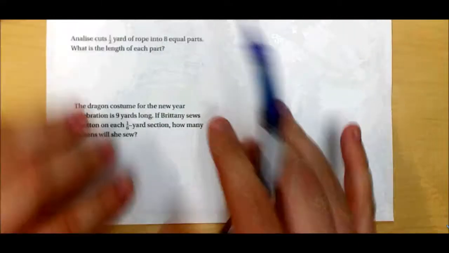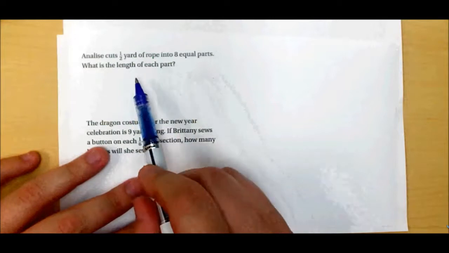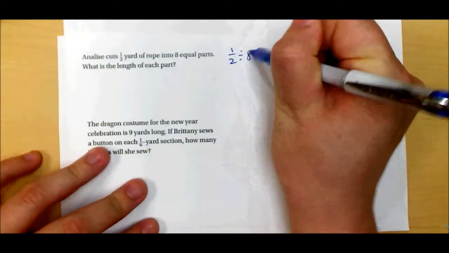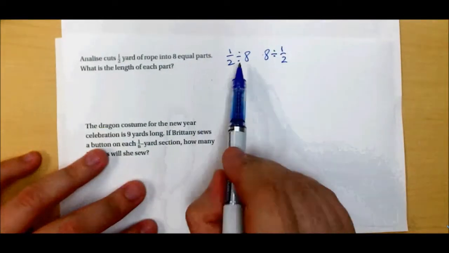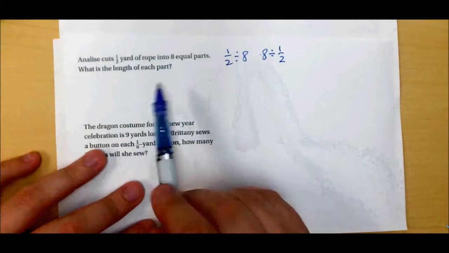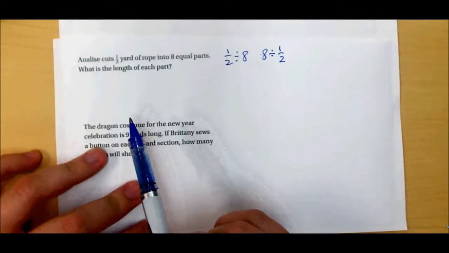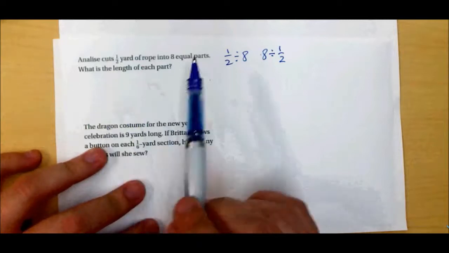I'm going to go over a couple of story problems. Annalise cuts half a yard of rope into 8 equal parts. What's the length of each part? Now this is either going to be 1/2 divided by 8 or 8 divided by 1/2. Okay? The first number is going to be the thing that you're cutting into pieces. Always. That's how you know which number goes first. You're dividing that into pieces.